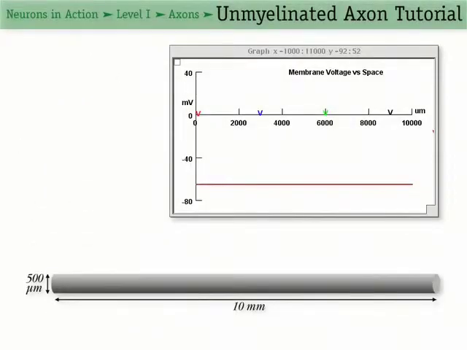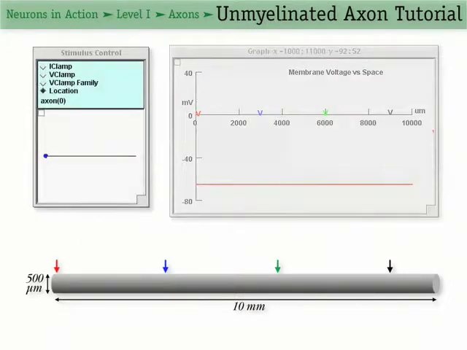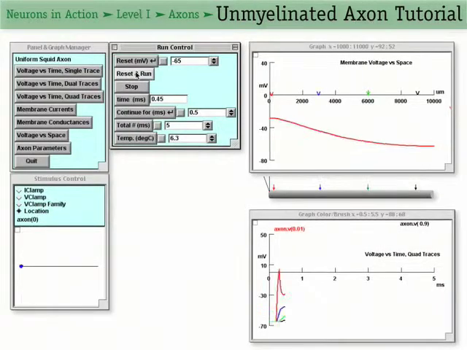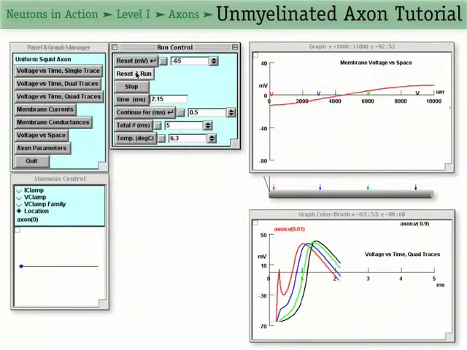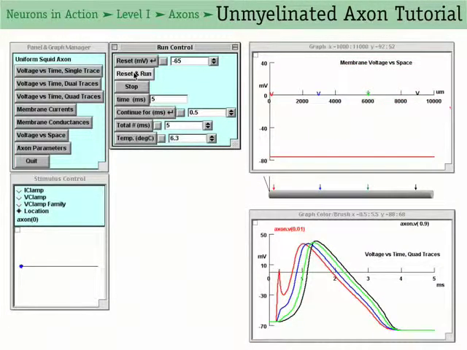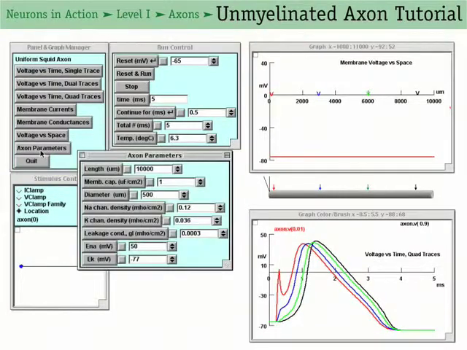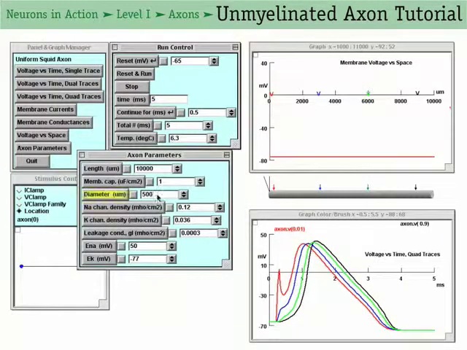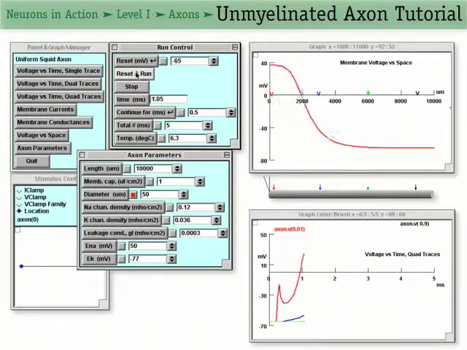Here, for example, is the unmyelinated squid axon, impaled with 4 color-coded recording electrodes and a stimulating electrode at its left end. As you observe the action potential moving along the axon, you also record it as a function of time at each colored electrode. And now you do experiments by calling up the parameters menu and changing a parameter, such as decreasing the diameter here by 10 times. Then you rerun the simulation.